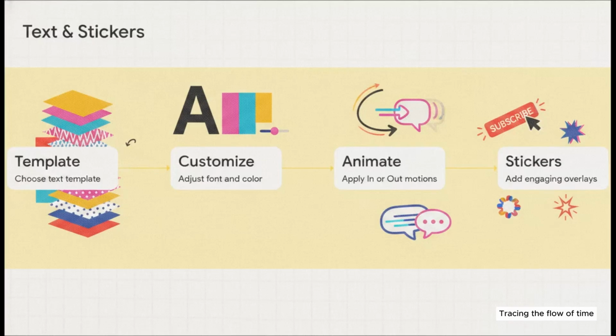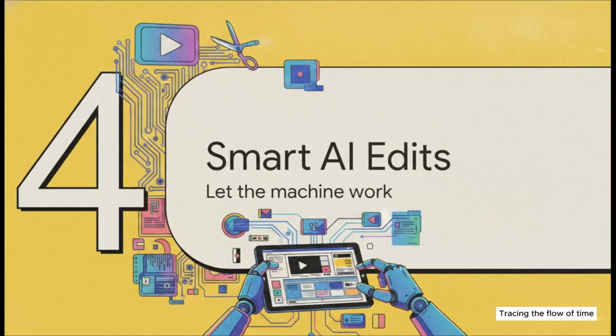Next up on the enrichment list is text and stickers. You really don't want static, boring text on your screen. CapCut lets you drop in a preset template, customize the font and color, and then, here is the really fun part, apply animations. You can set an in animation so the text bounces onto the screen, and an out animation so it fades away super smoothly. You can even combine them. Layering this with dynamic stickers, like a popping subscribe button or an animated speech bubble, keeps the viewer's eyes constantly moving and engaged. All right, section 4, smart editing with AI.